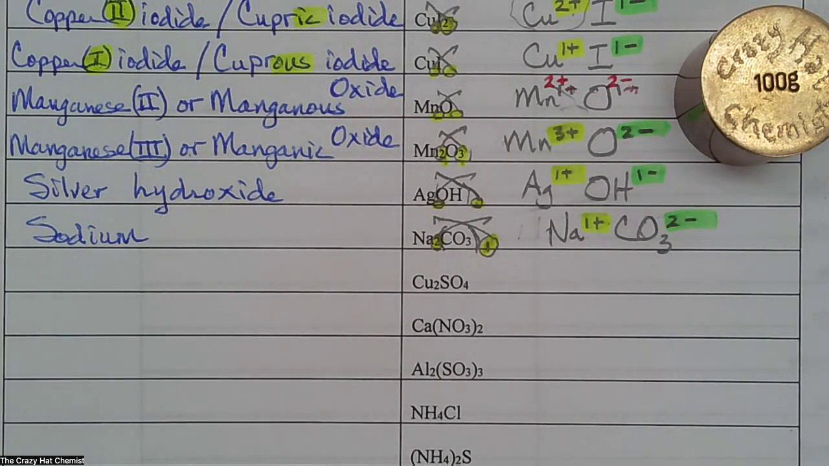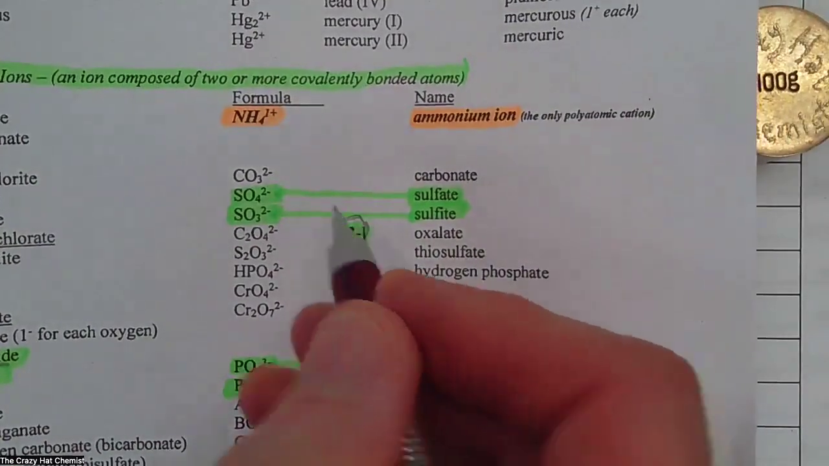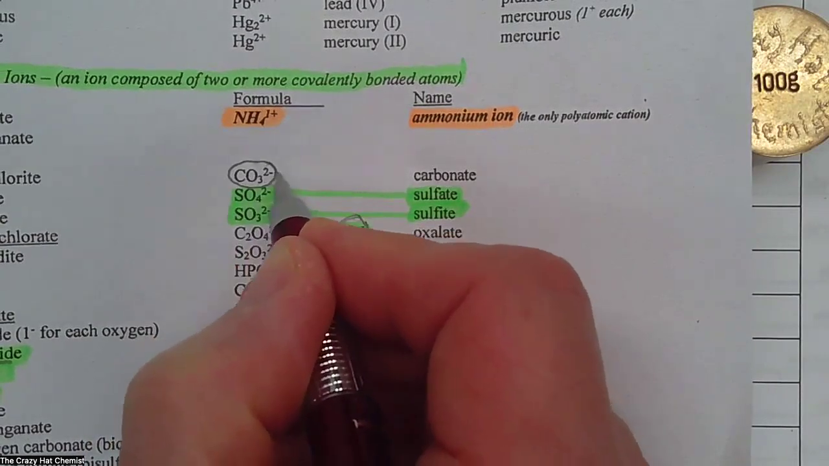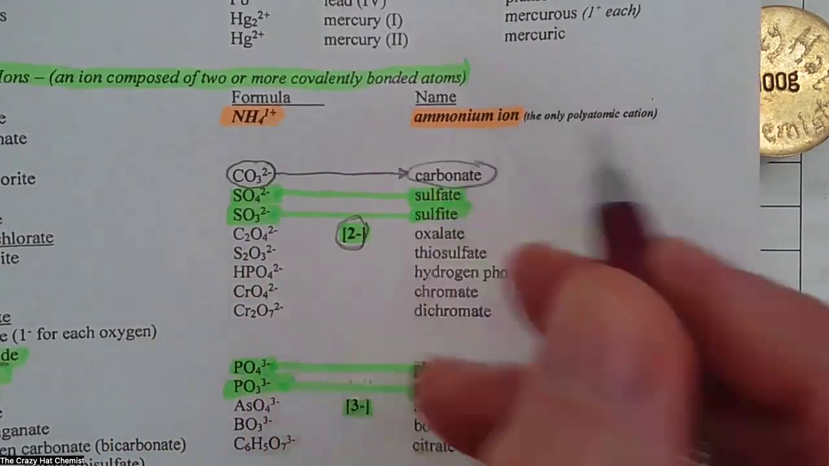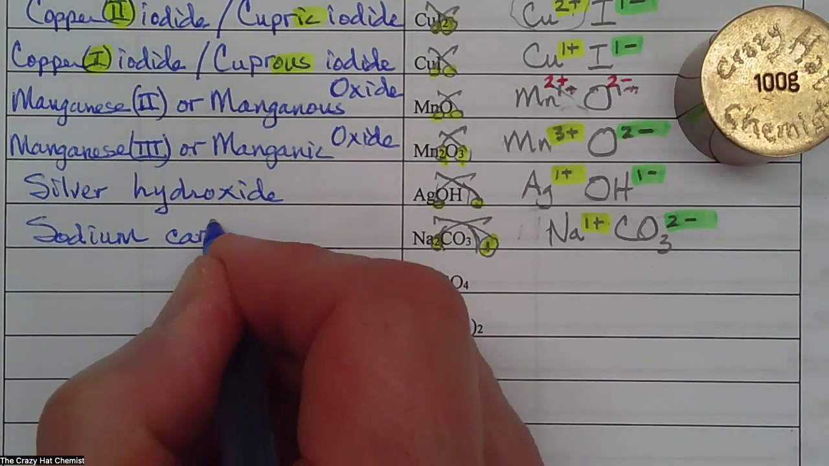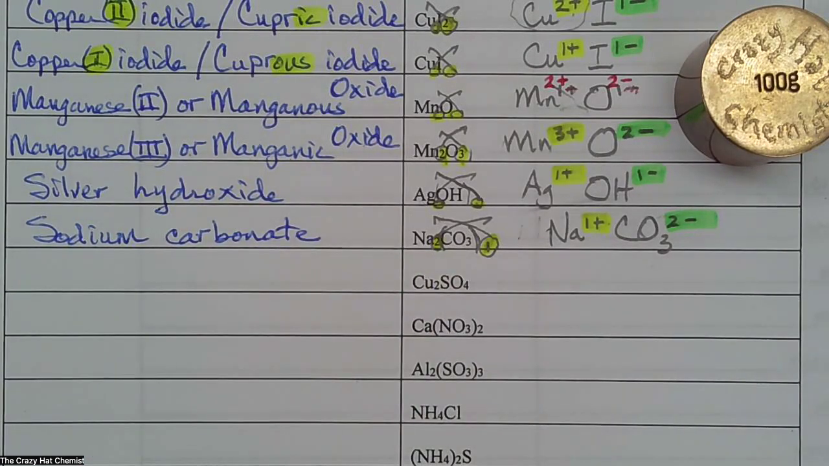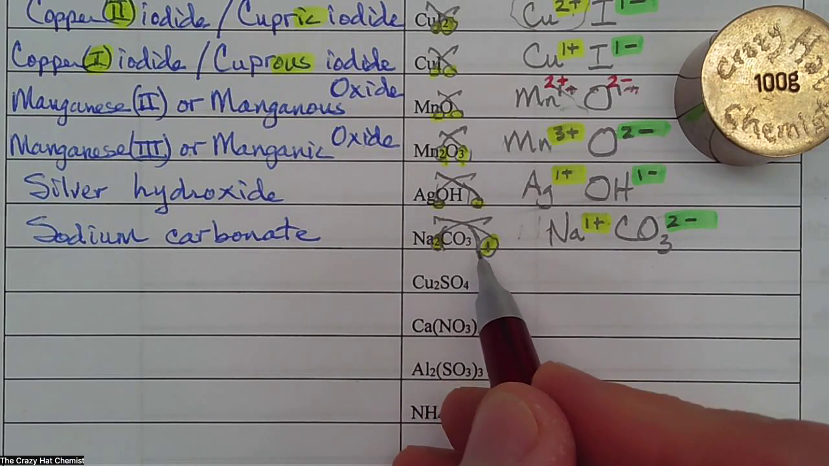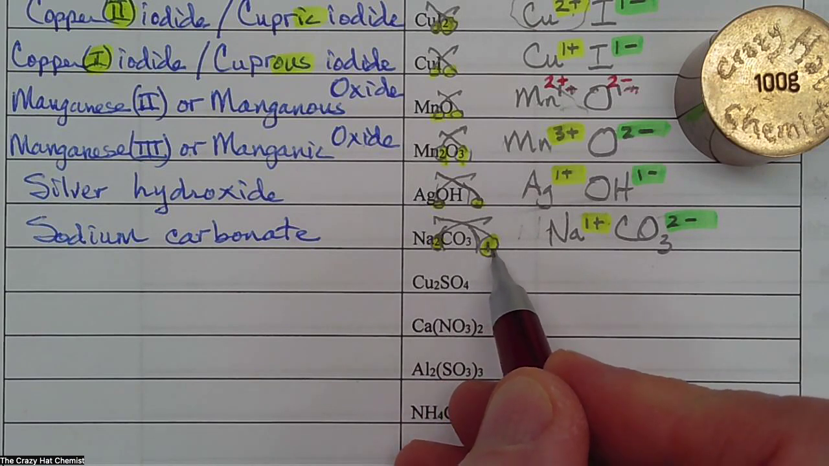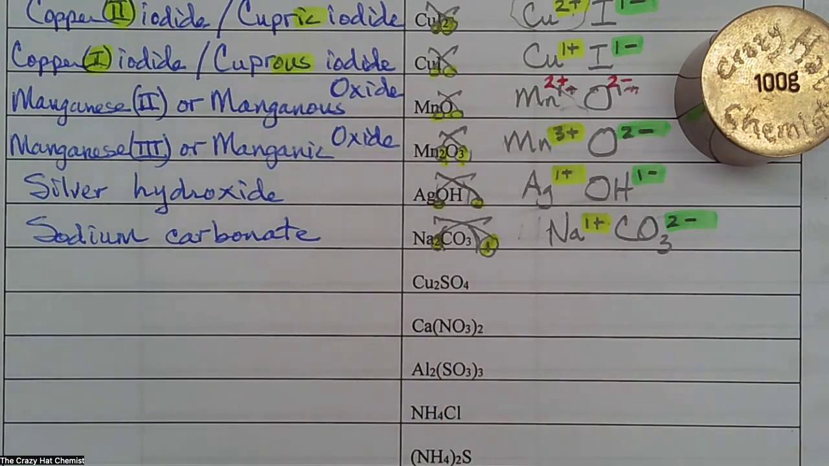So I'm going to look in that 2 minus category, and what do I have in the 2 minus category? I have a CO3 that's a 2 minus. The name of that is carbonate. So this is sodium carbonate. You should see that that parentheses is no longer there because that number is a 1, just like what happened on the previous one with the parentheses and the hydroxide. The parentheses is actually not there because the number is a 1. We don't write 1s. We don't write the parentheses.